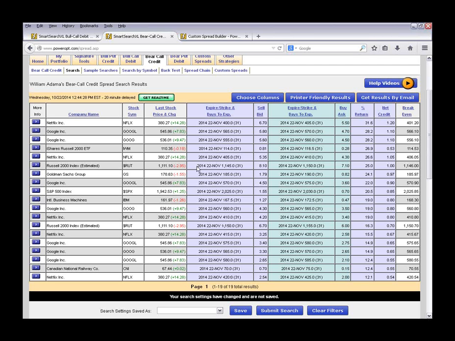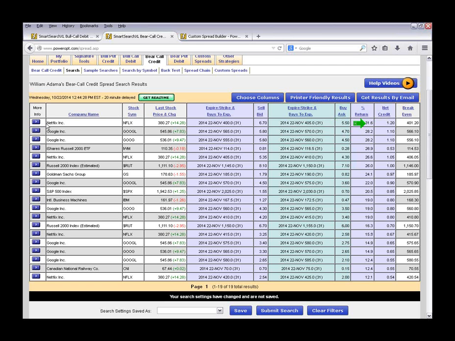Okay, so we know that Netflix had a terrible earnings. I believe they dropped over 22% recently. But here we see with Netflix at 380, the stock has jumped up today. But we could potentially sell the November 400 strike, 30 days out, for 6.70, and buy the 405 for 5.50. Here's a net credit of $1.20 on a 5-point risk, so it's a 31.6% return.